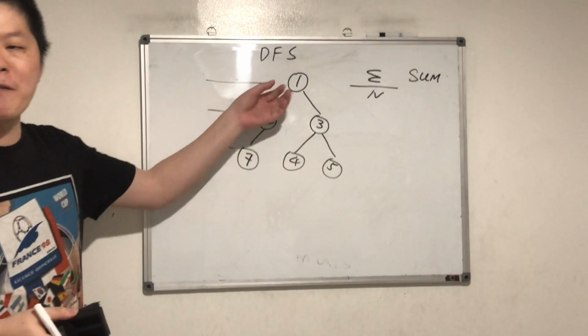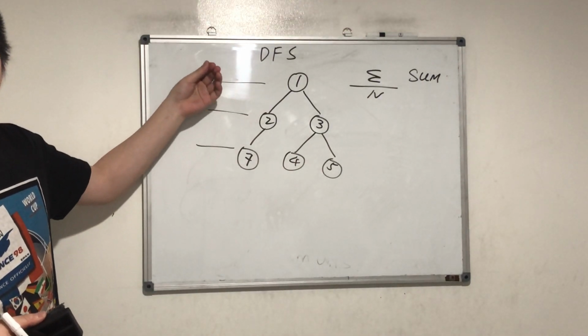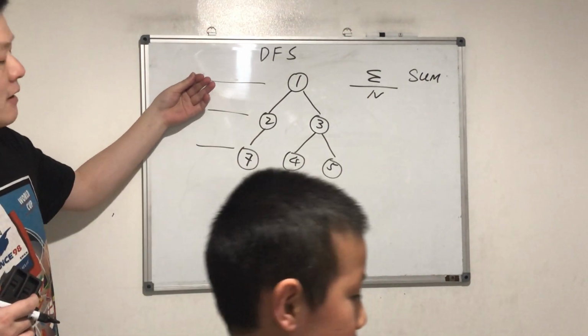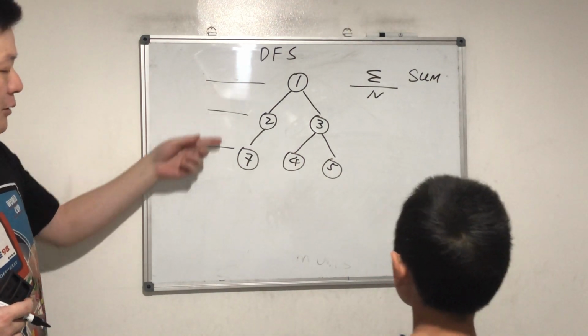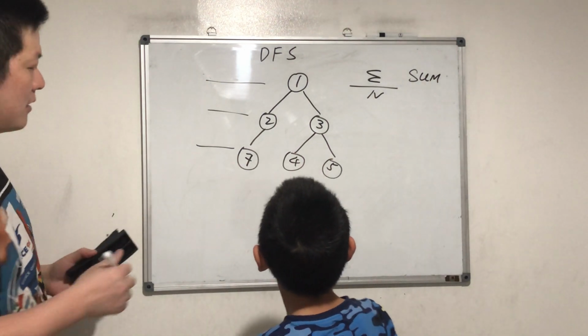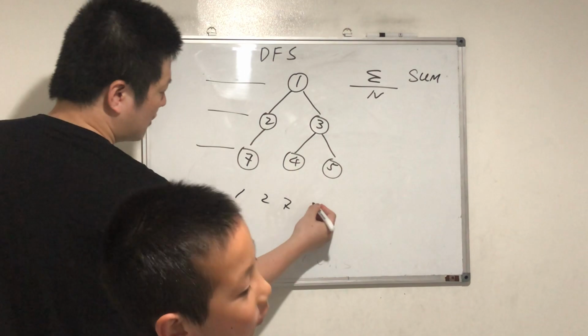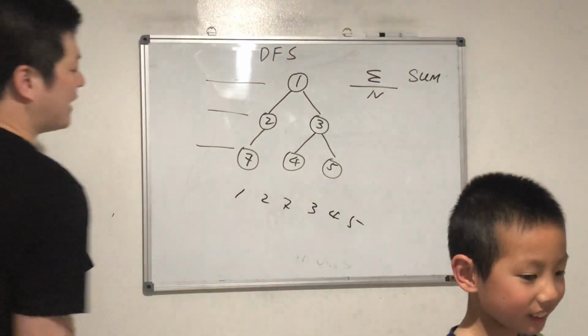So if I want to travel a tree using the depth search, the pre-order, what's the pre-order of this one? Oh, it's 1, 2, 7, 3, 4, 5, 3, 6, 4, 7, 5, 8. Yeah, we're done. Like that.